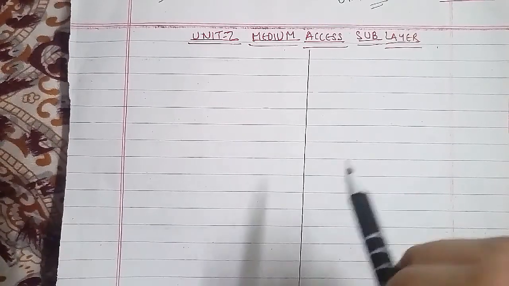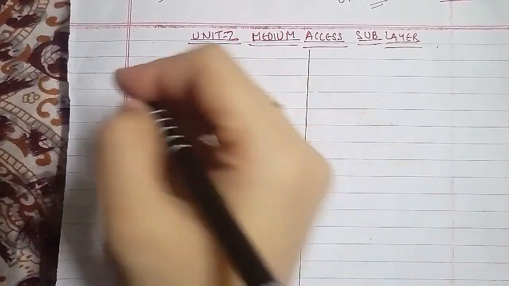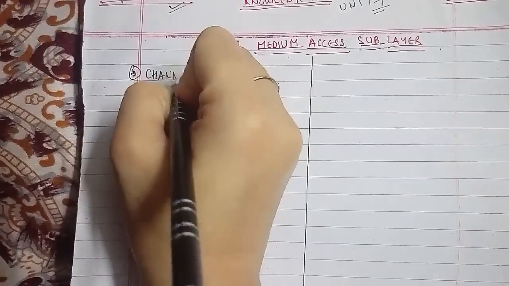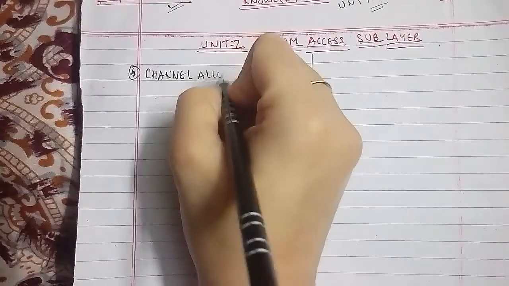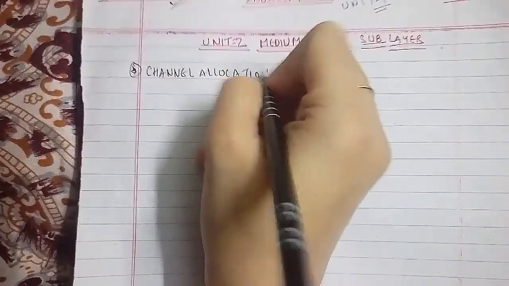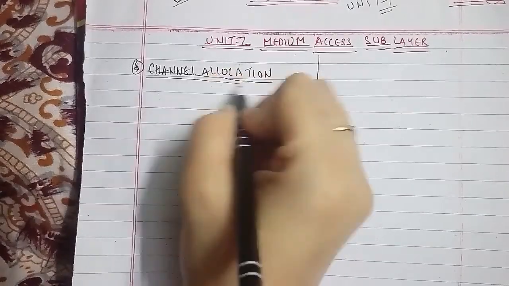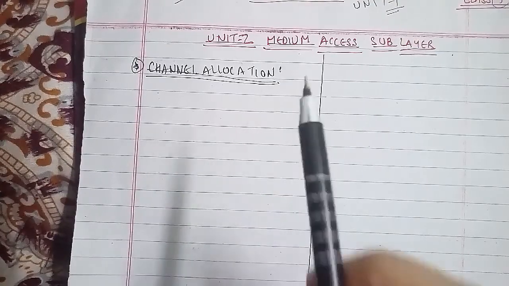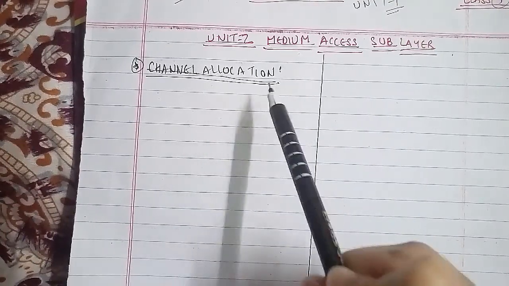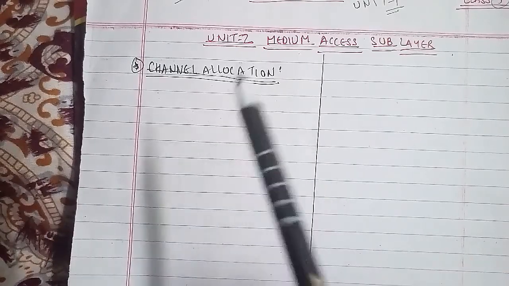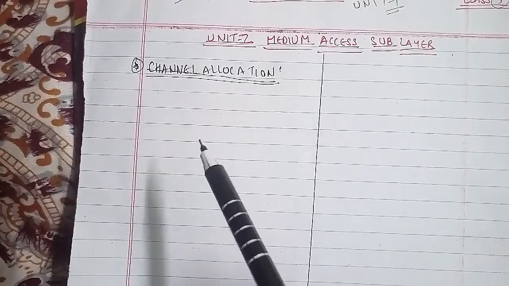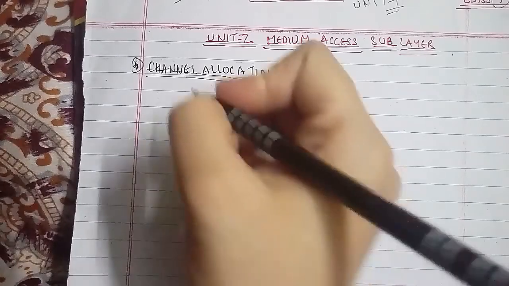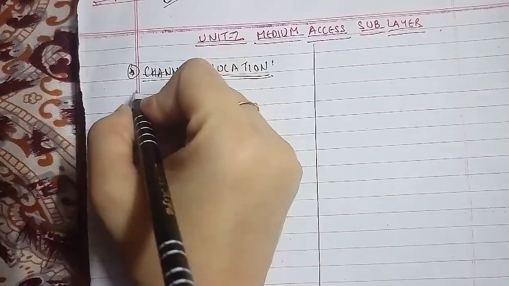Now we'll start with the medium access sub layer here, and that is we'll start with the channel allocation. In the channel allocation, the first question they can ask you about 5 marks is, what are the major problems in allocating the channel here. So in that, the static channel allocation and the dynamic channel allocation are the two types, and we will discuss them one by one. And the major problem in allocating the channel is the static allocation. So I will just write it down.